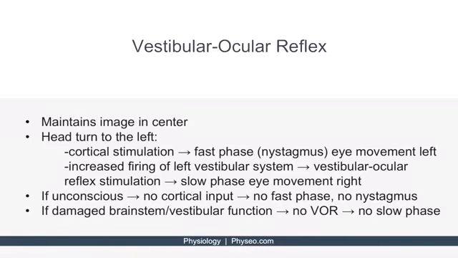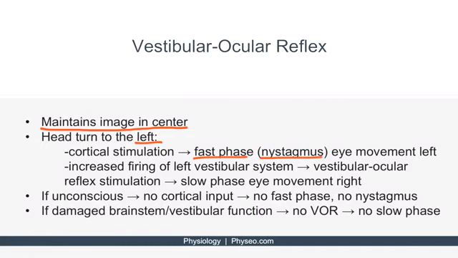So just to review, the vestibular ocular reflex maintains the image in the center of the retina so that as the patient's moving, they can continually see everything that they need to in a way that's not making them super dizzy. And remember that when the head turns to the left, the cortex will be stimulated and the eyes will move in the same direction. And this is the fast phase, and associate that with nystagmus.